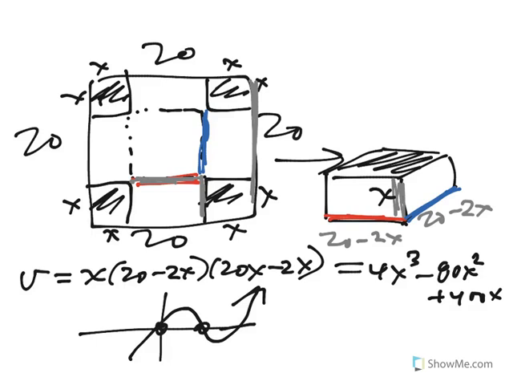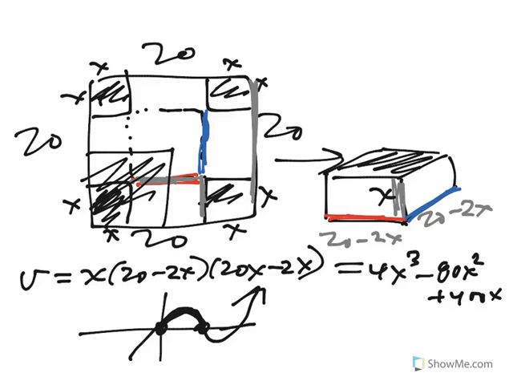Now, the domain of this function actually is from 0. The smallest square I can cut out is 0, and the biggest square I can cut out is actually 10, because at that point it fills up the entire thing. So really the only piece of this curve that's relevant is this piece between x equals 0 and x equals 10. Depending on what x is, the volume of the box changes.